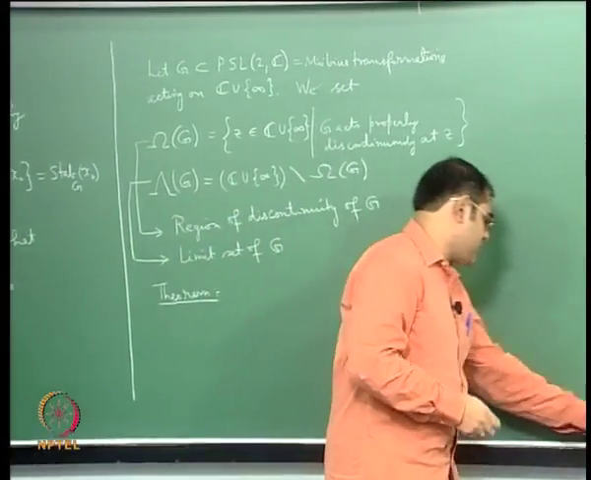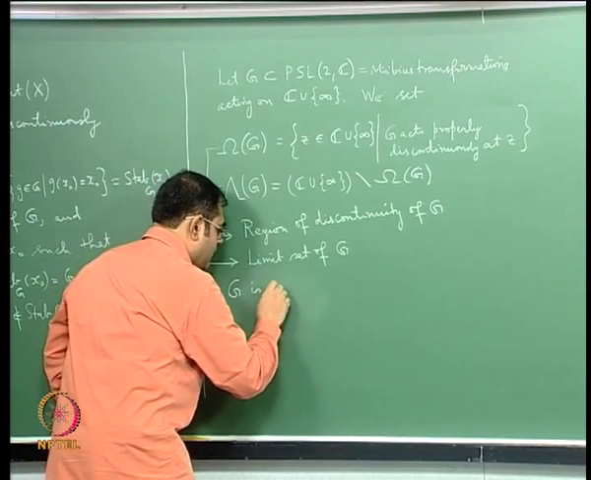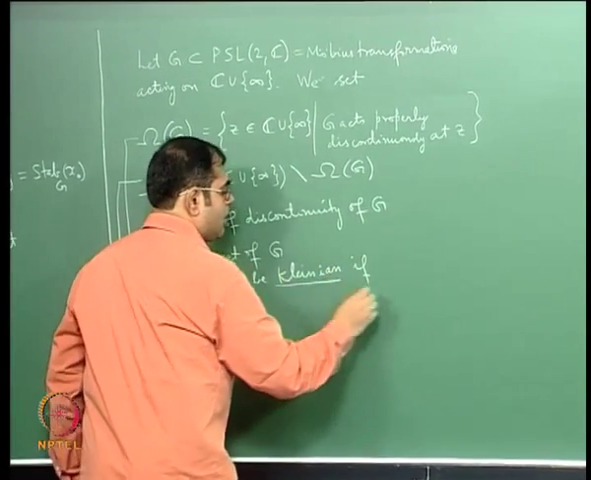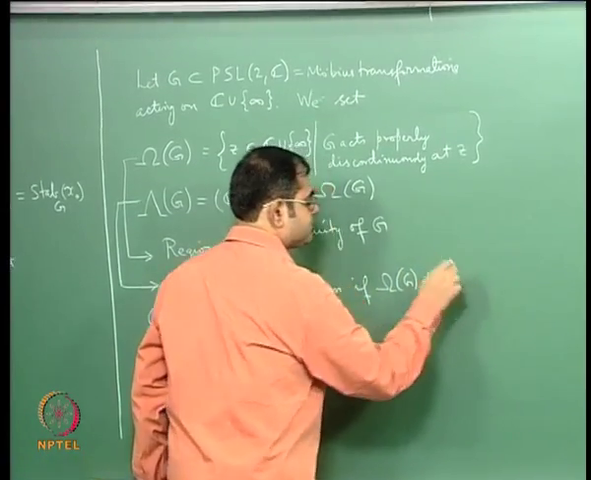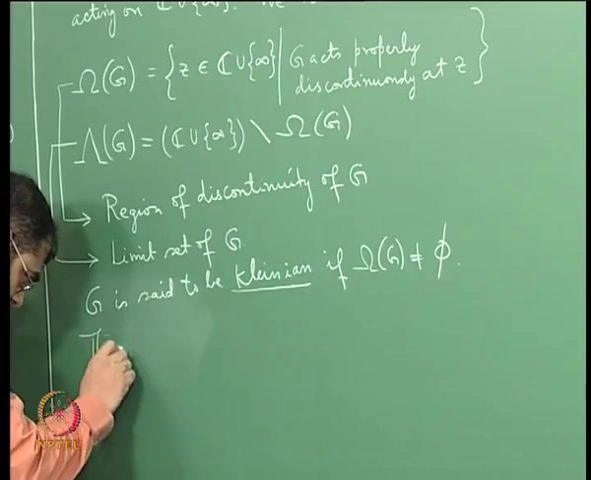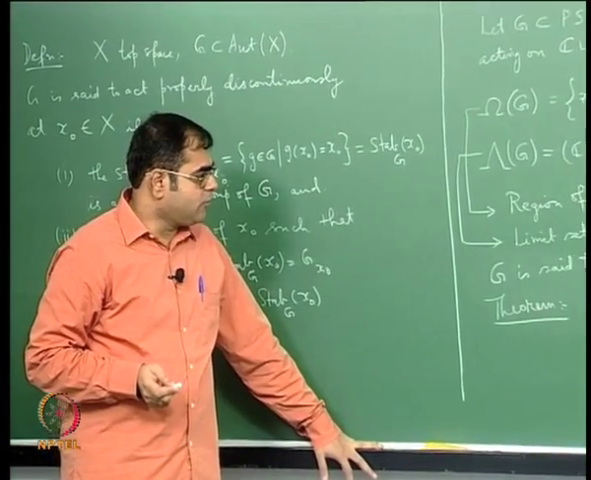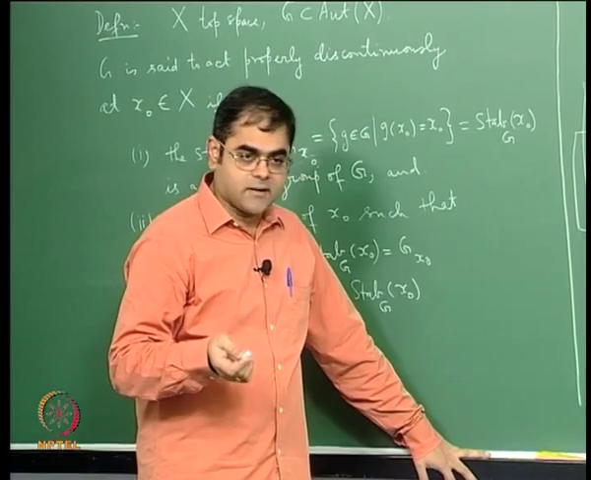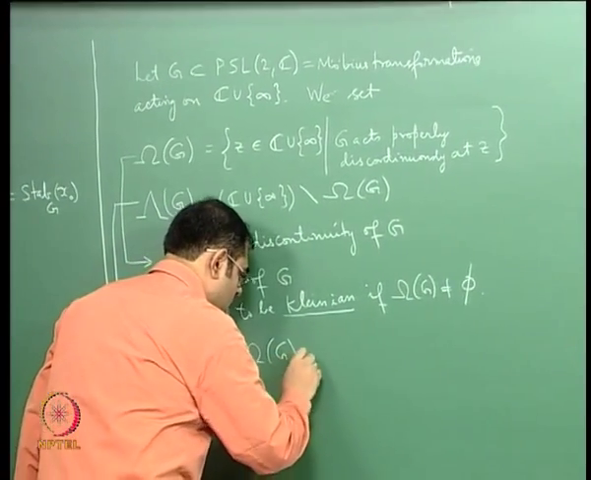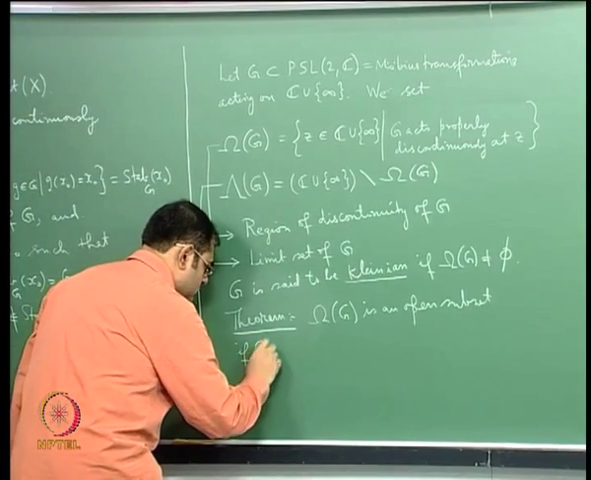Maybe I'll write that definition first. Let me write that down. G is said to be Kleinian if omega of G is non-empty. So there is at least one point where the group acts properly discontinuously. Here is a theorem which tells you that for a Kleinian group, the set of points where the group acts properly discontinuously, namely the region of discontinuity, is actually an open subset. Theorem: omega G is an open subset if G is a Kleinian group.